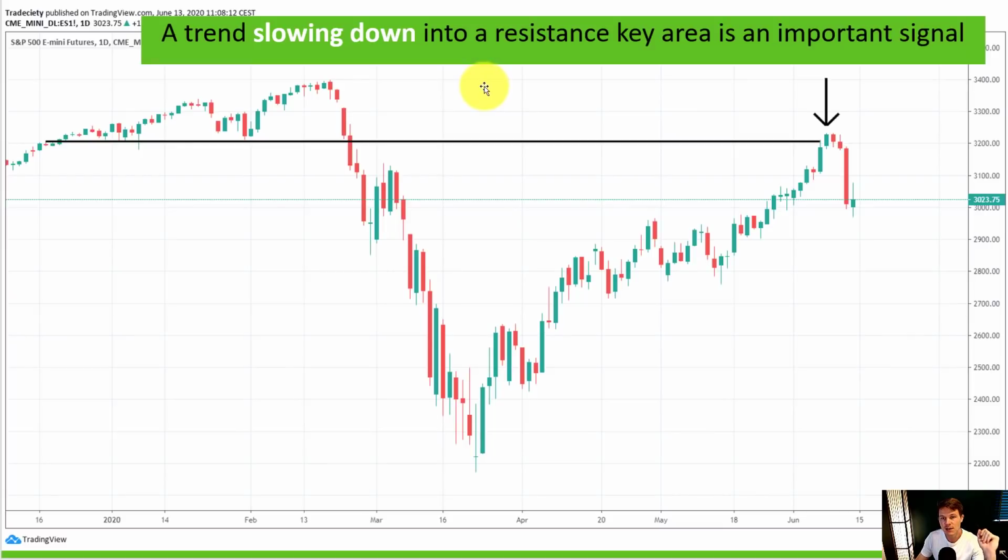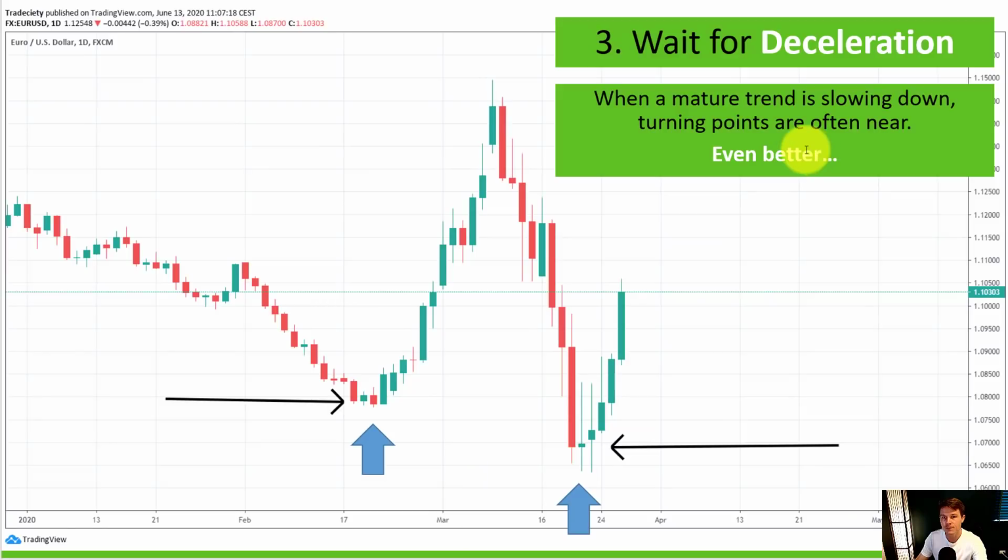Here, for example, we also have a previous support area, which is turning into resistance, and we can see that the previous uptrend is slowing down. So a great deceleration concept here. So number 3, wait for deceleration. Don't just trade randomly, but wait until you can see that a trend is slowing down, and then try to find trading opportunities into the new trend direction. Those can be great trading opportunities.